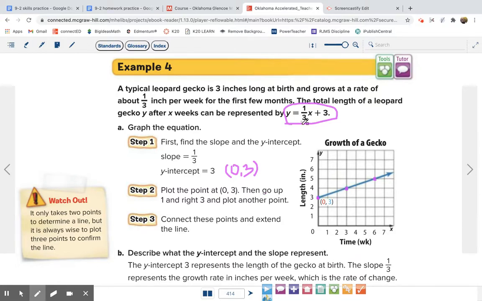The slope was 1/3 because they told us he grew at a rate of 1/3 inches per week for the first few months. So our slope, 1/3, represents how much he grew per week in inches. Which should make sense because slope is the change in y over change in x, so that is how much he changed each week. Okay, so on that, you're just having to tell me what they were talking about for the y-intercept and slope in the problem.